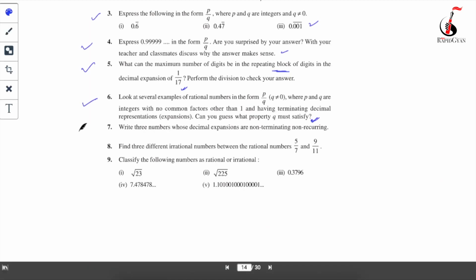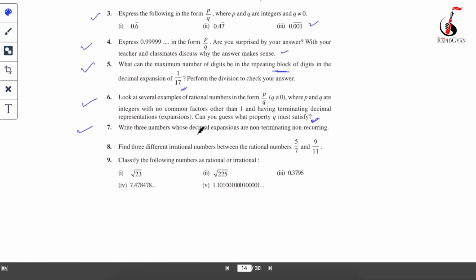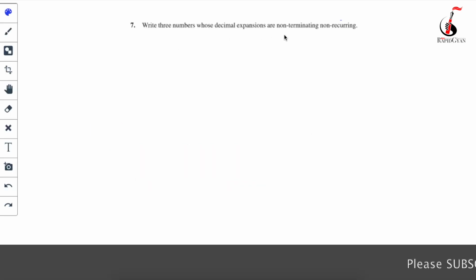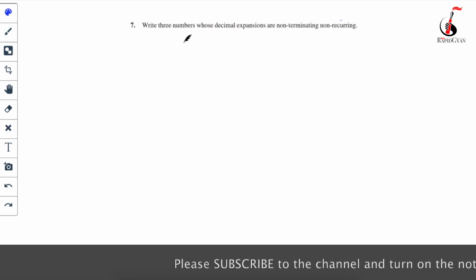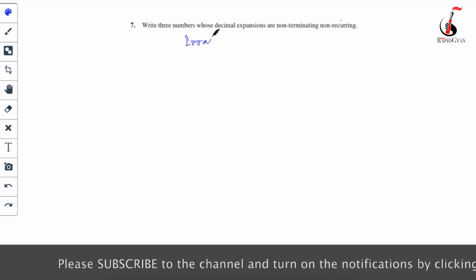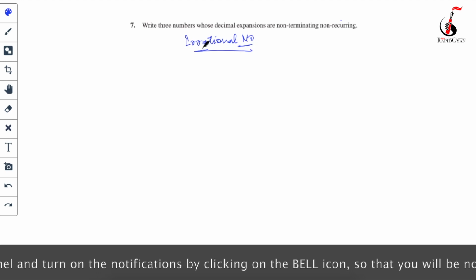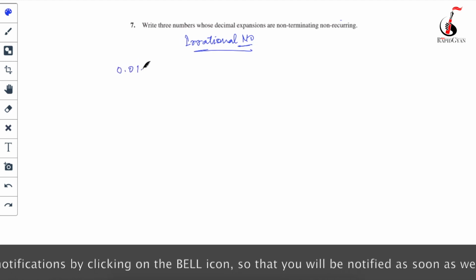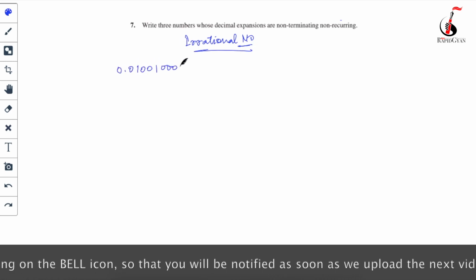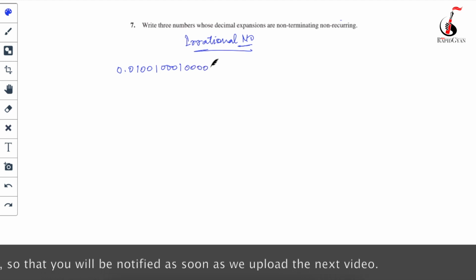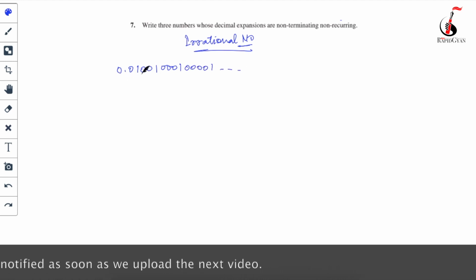Your next question is this. Write three numbers whose decimal expansions are non-terminating and non-recurring. Guys, this is a very simple question. It means they are asking to write three irrational numbers, correct? I have told you, beta, just write anything, like 0.01001000100001 and so on. See, it's non-terminating, non-repeating.